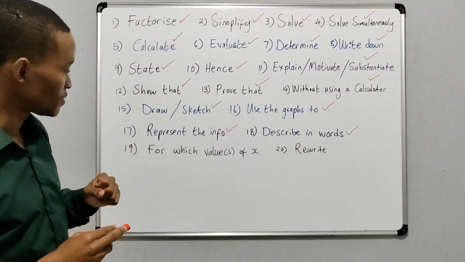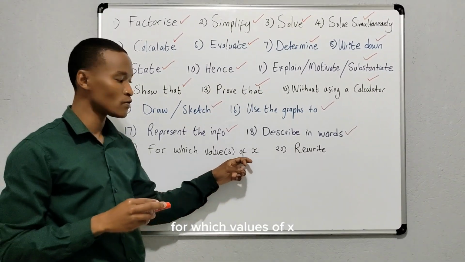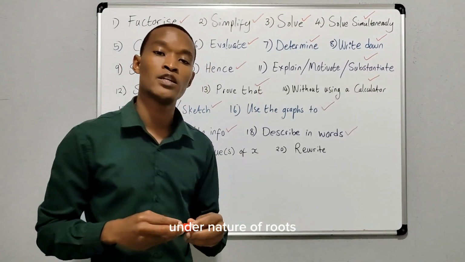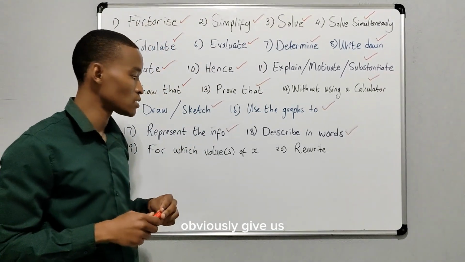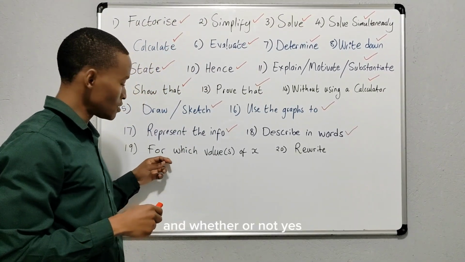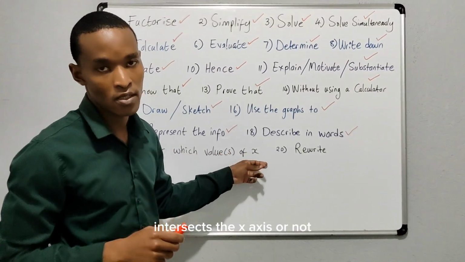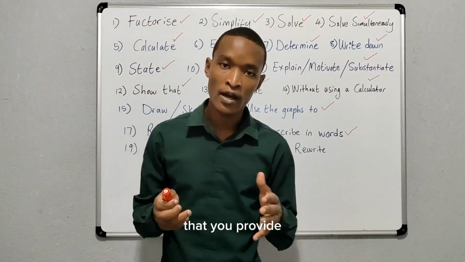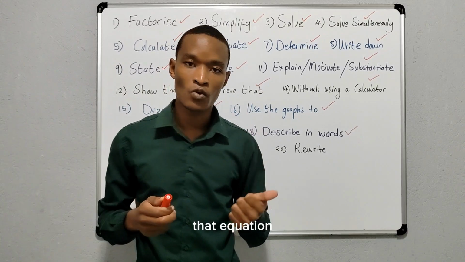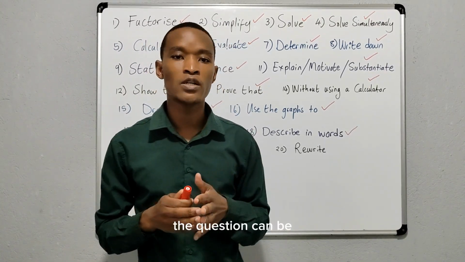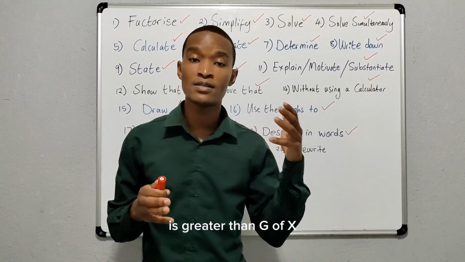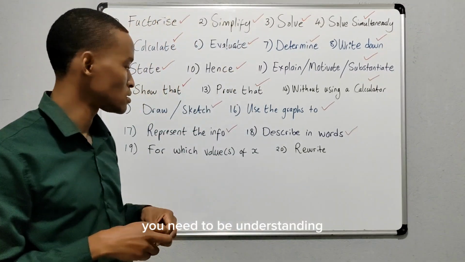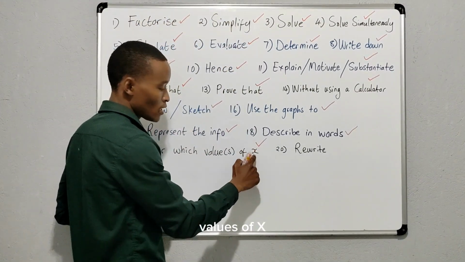19, the last two keywords, 19 and 20. For which values of x. Usually this pertains to functions. It can also be on the nature of roots, where roots obviously give us the x-intercepts, and whether or not that function intersects the x-axis or not. This is basically a numerical value that you provide that satisfies that equation or that inequality. The question can be find values of x for which f of x is greater than g of x, or f of x is equal to h of x. You need to understand that you are looking for values of x and not y.